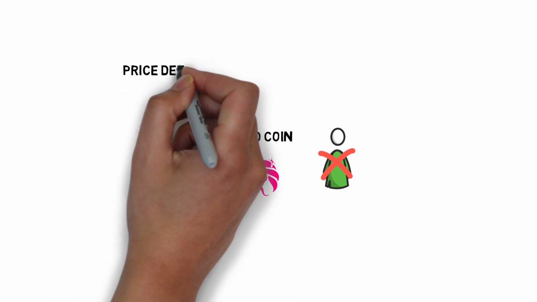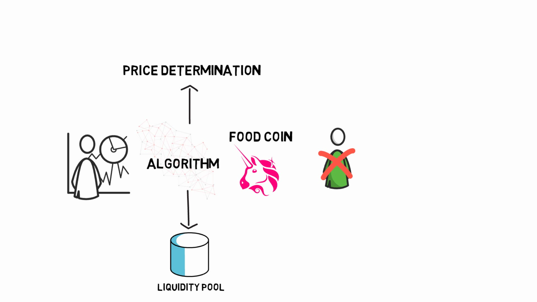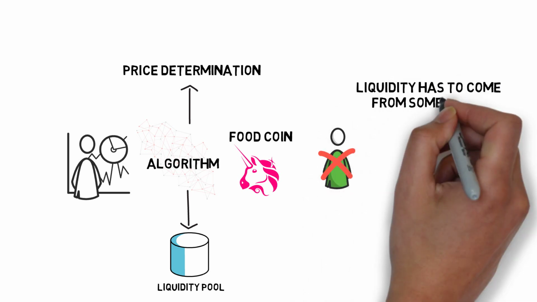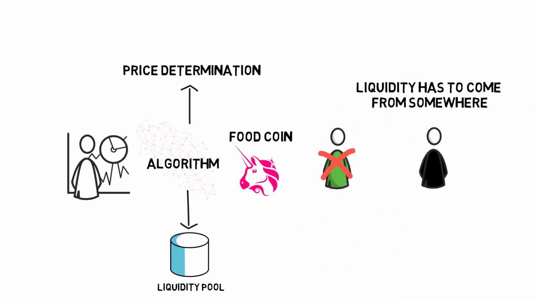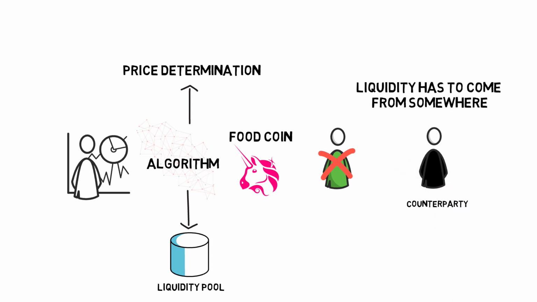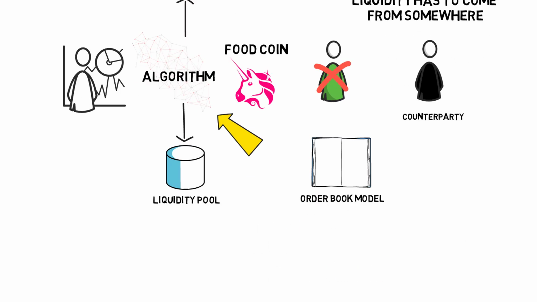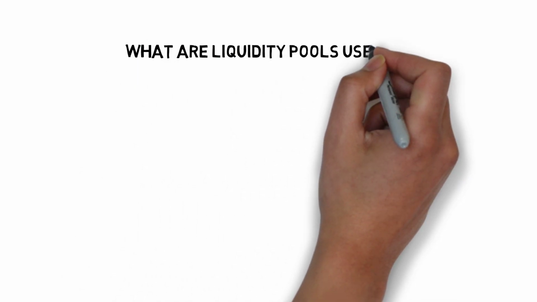In addition, pricing is also determined by this algorithm based on the trades that happen in the pool. Of course, the liquidity has to come from somewhere, and anyone can be a liquidity provider, so they could be viewed as your counterparty in some sense. But it's not the same as in the case of the order book model, as you're interacting with the contract that governs the pool.